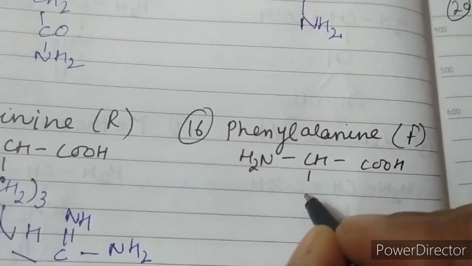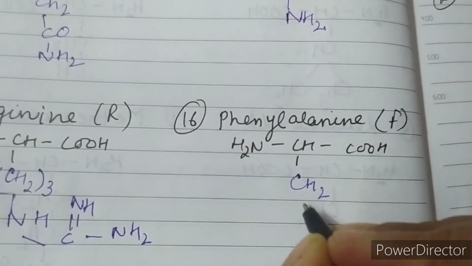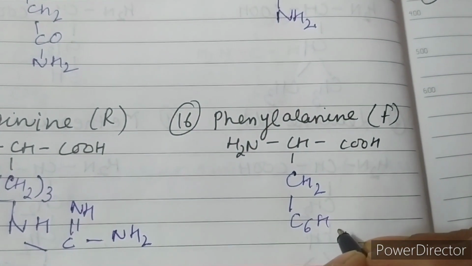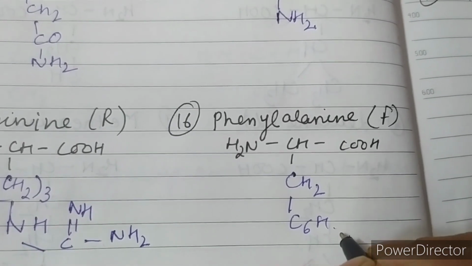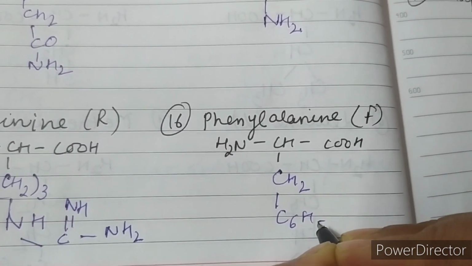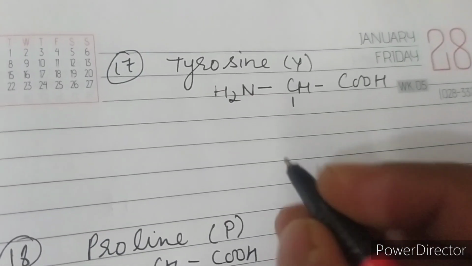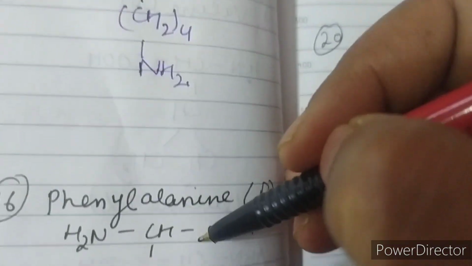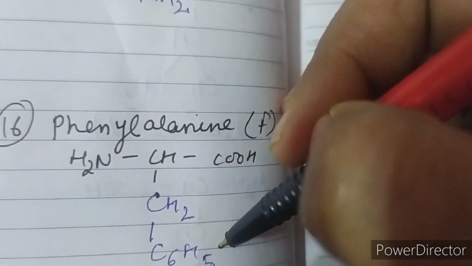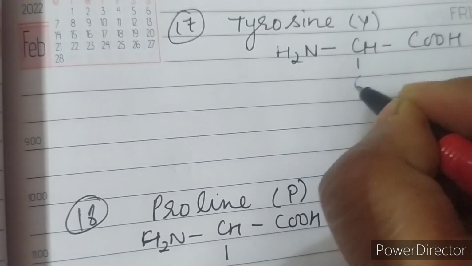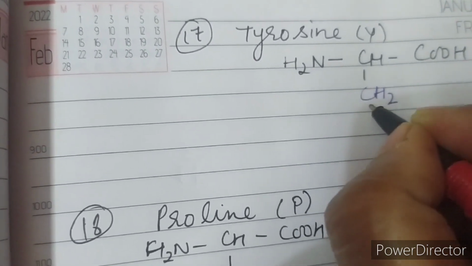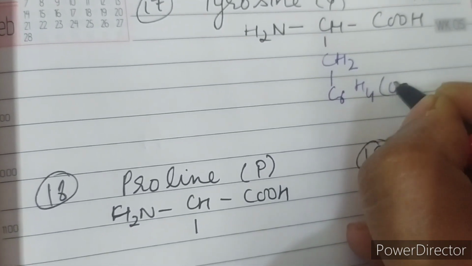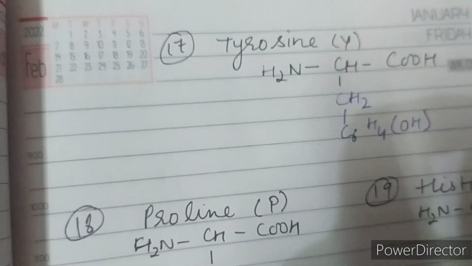Next is phenylalanine. In this we'll put one CH2 group and C6H5, or you can draw the benzene ring here. Next amino acid is tyrosine, and in tyrosine we'll replace one hydrogen of this benzene with an OH group. So here you will write CH2 C6H4 OH. That is tyrosine, designated by Y.